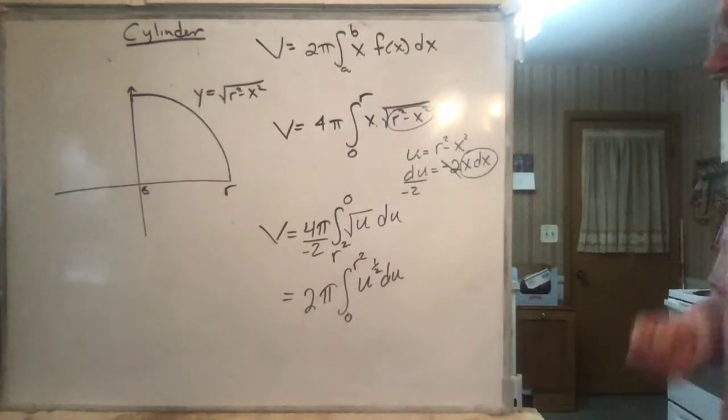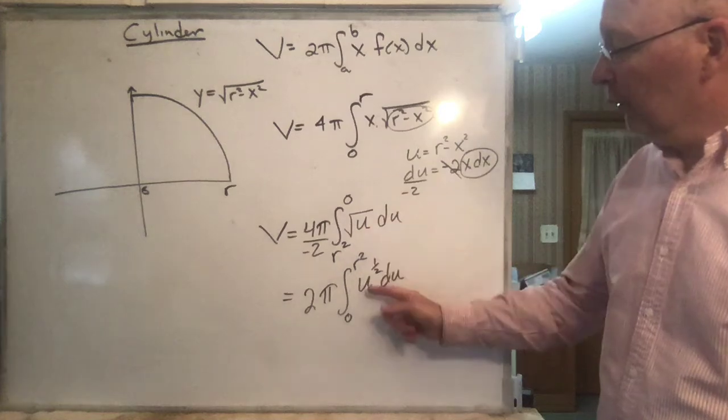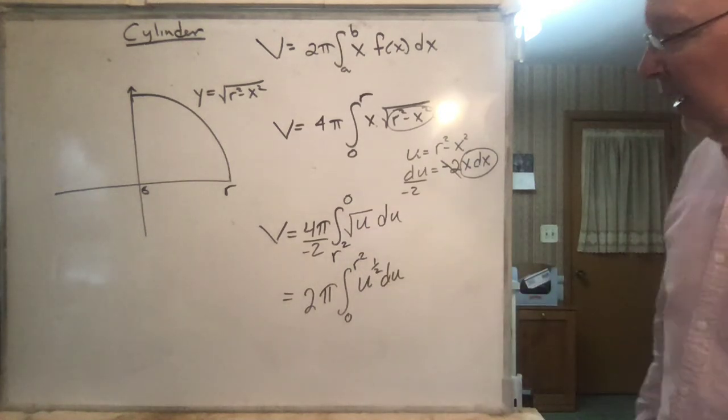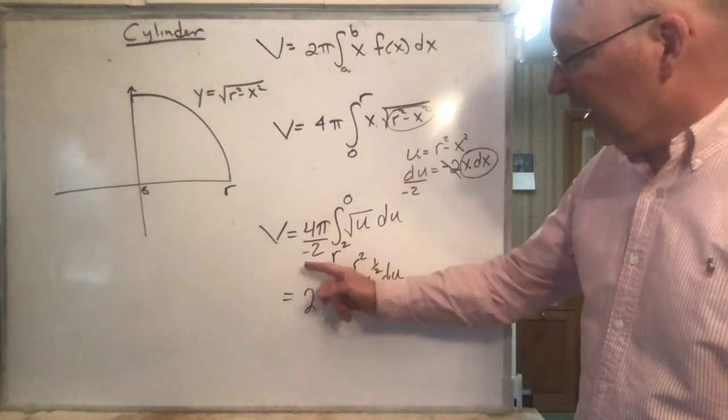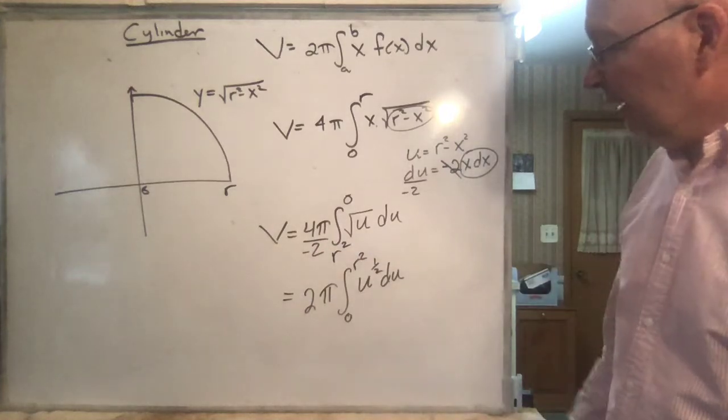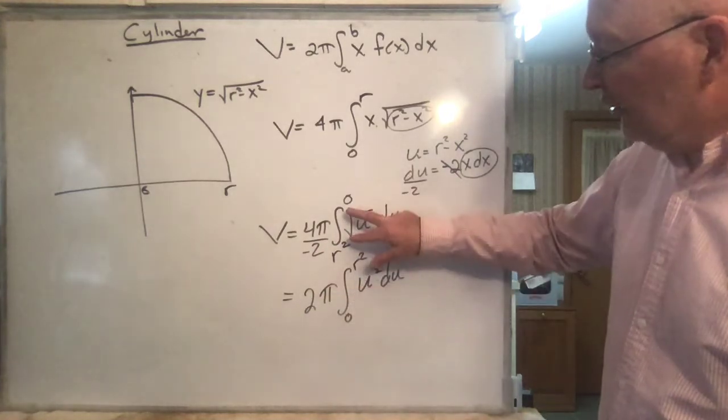Look at all the things I did here. First of all, I wrote the square root of u as u to the 1/2. Secondly, I somehow got rid of that negative sign. That's not a mistake. I got rid of it. How did I get rid of it? Aha! I changed the limits of integration.